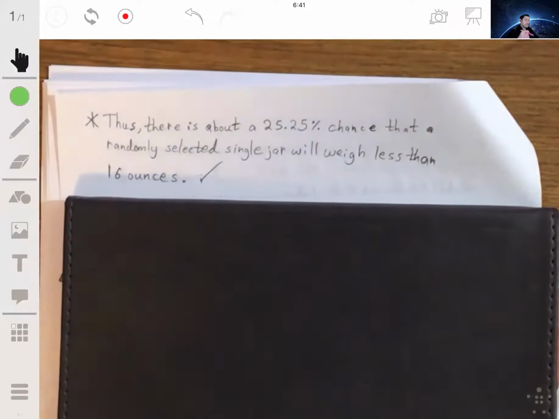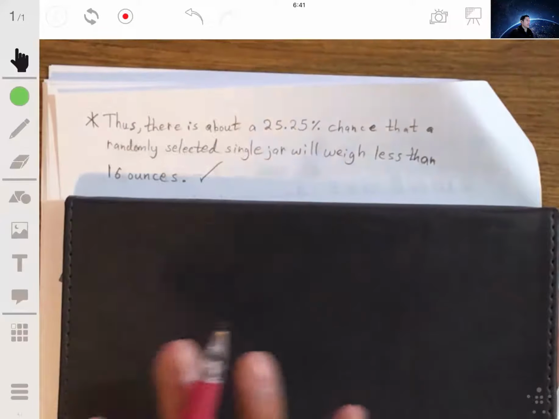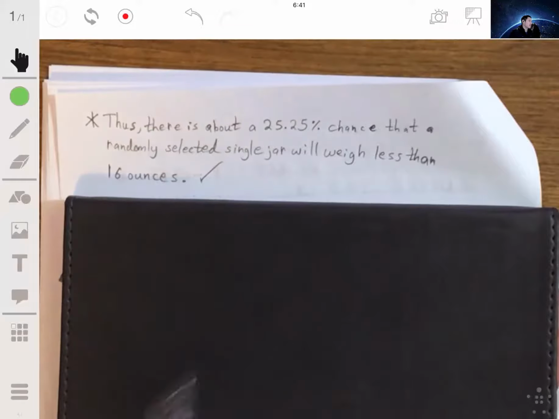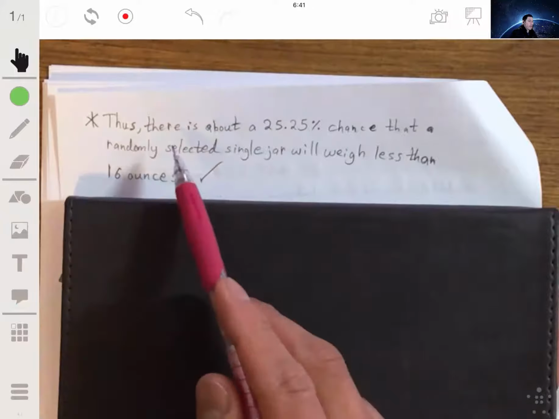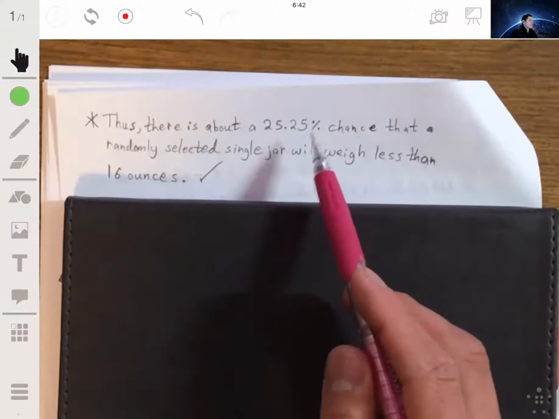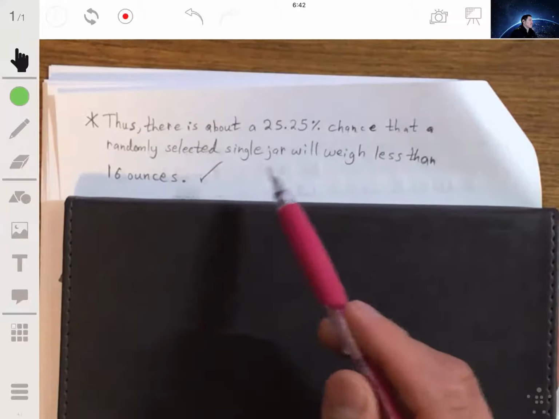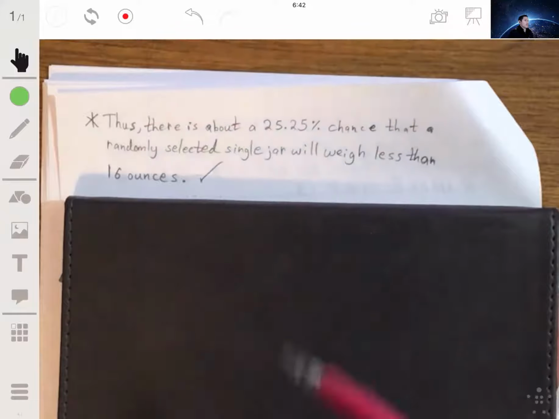And always make sure to finish your problem with an answer in the context. So our final answer, written something like, there's going to be about a 25% chance that a randomly selected single jar will weigh 16 ounces. All right, so now we're going to look at part C.